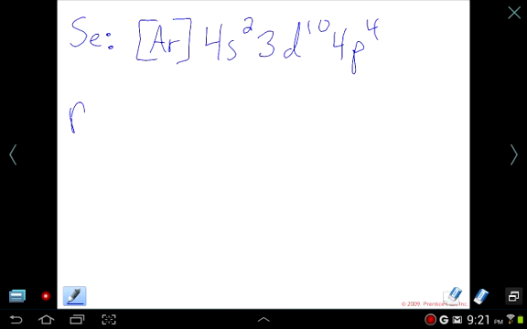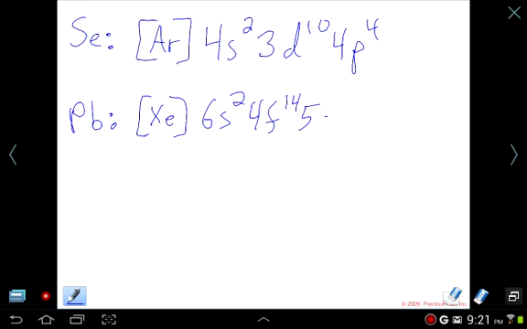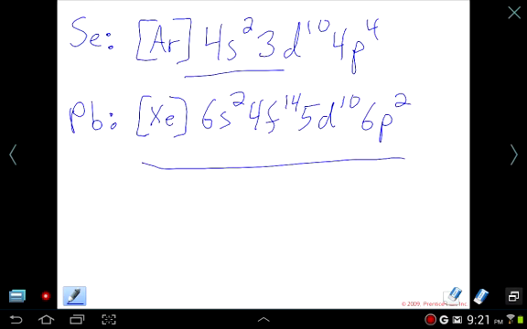So for lead, we've got xenon, then we got 6s2, then remember we go to the 4f14, 5d10, and 6p2. So notice it's quite a bit shorter, and you'll retain a little more of your sanity as you're writing these in the noble gas configuration. Not all of it, but most of it.